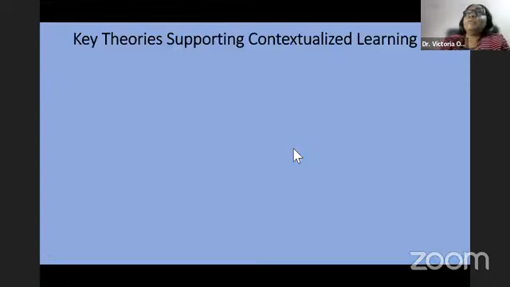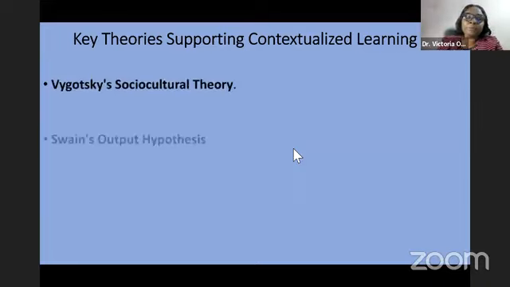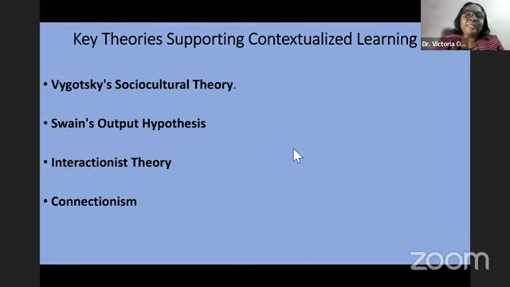So much for the benefits of the context. What are language experts saying about it? In my research, I came across four theories. There were indeed a lot, but I thought these four were more key. There are theories of language acquisition that support or highlight contextualized grammar teaching. One of them is Vygotsky's sociocultural theory, then Swain's output hypothesis, interactionist theories, and then connectionism.